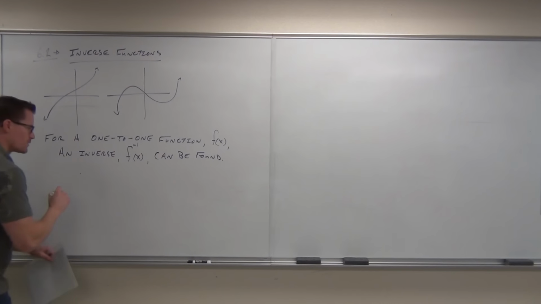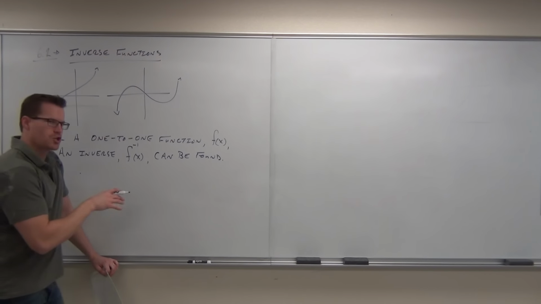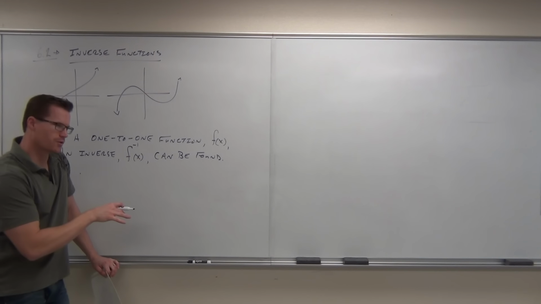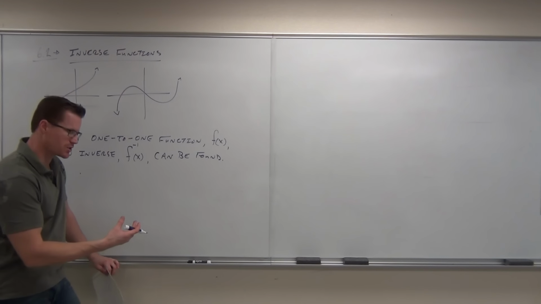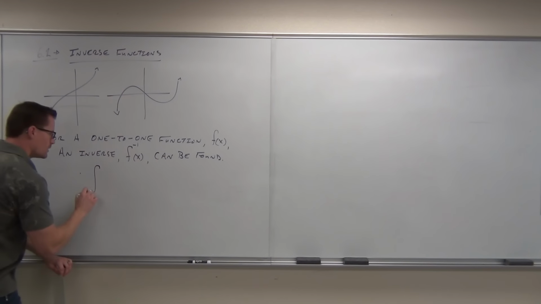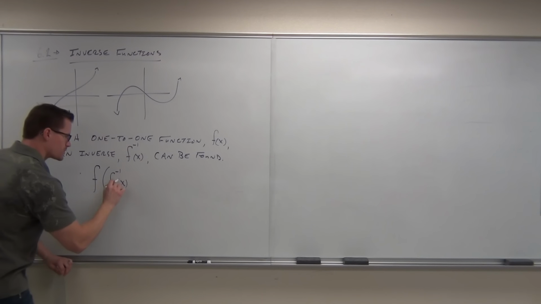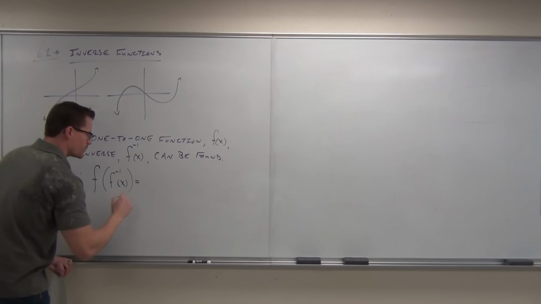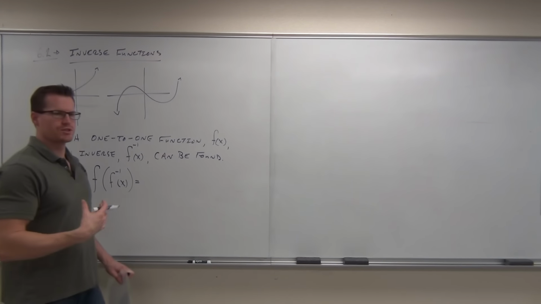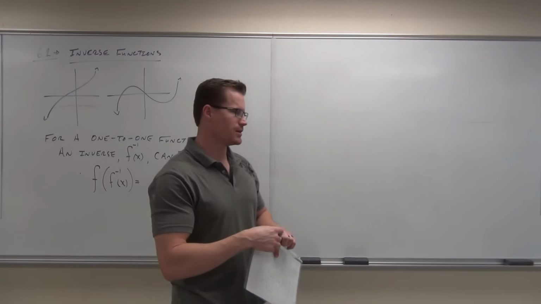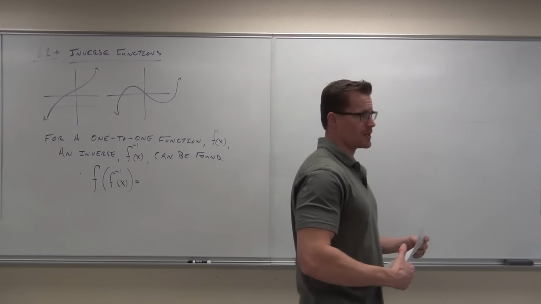Little side note here. This is how you check whether two functions are inverses. It's just a little simple composition. If you do a composition of f inverse onto f or f onto f inverse, what an inverse does is it undoes a function. And a function undoes its inverse.